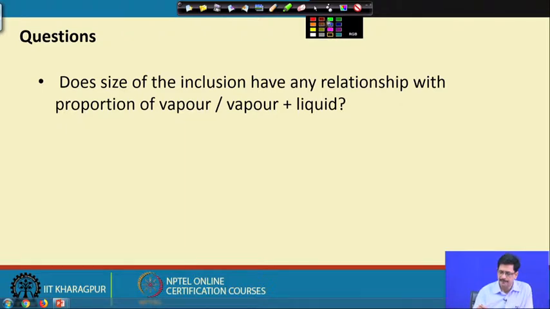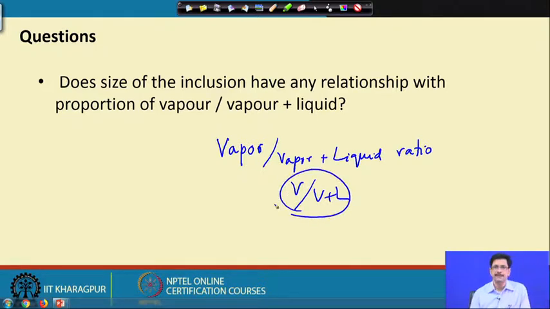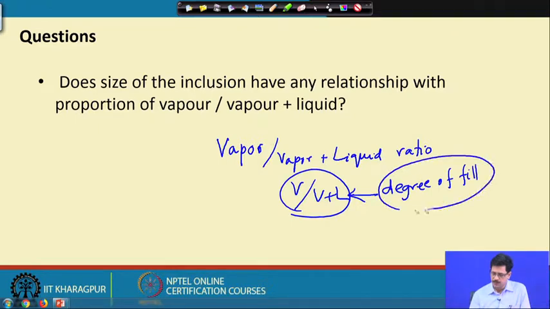The vapor by vapor plus liquid ratio, V by V plus L, and in some literature you will find that this particular ratio is labeled as the degree of fill, which is somehow analogous to a mass by volume kind of parameter or a density, which we will discuss later.